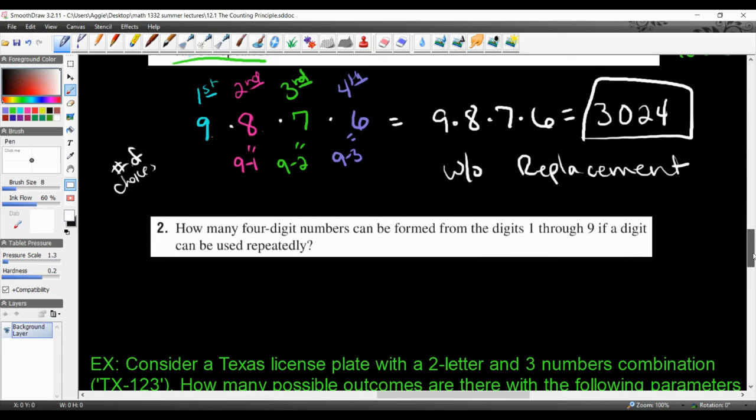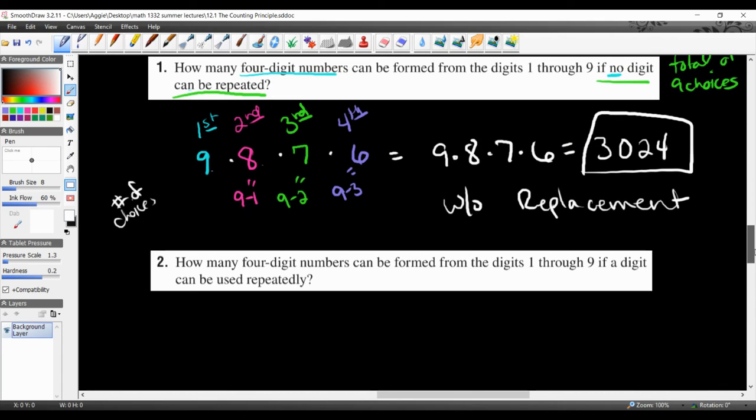Now, what about this example? How many 4-digit numbers can be formed from the digits 1 through 9 if a digit can be used repeatedly? So in this one, let's say we ended up with 1111. That 1 can be repeated in all of those spots. With that in mind, for our first digit, we have 9 choices still. For our second number, it doesn't matter if it repeats, so we still have 9 choices. For our third number, again, it doesn't matter because we can repeat them, so we have 9 choices.